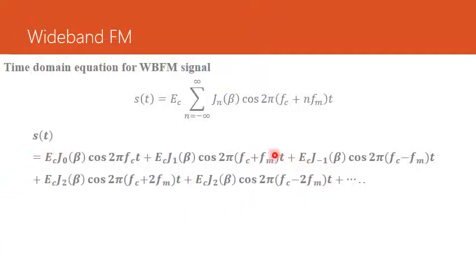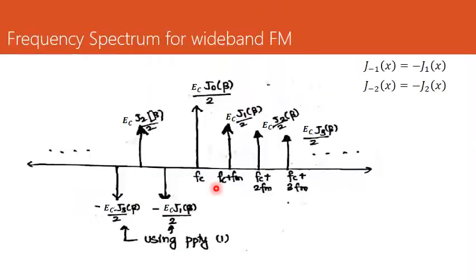Now we can represent this equation in the frequency spectrum. The frequency spectrum for wideband FM is given as follows: at fc we have the amplitude Ec J0 of beta by 2. In this frequency spectrum we represent both the upper and lower bands, that is why the amplitude is taken as divided by 2.